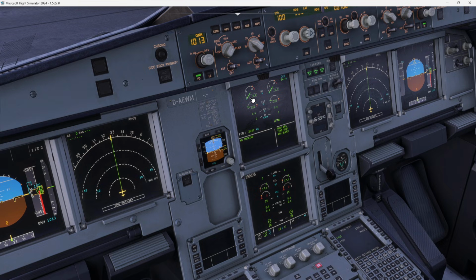inject fuel, and N1 is going to start rising. PSI of the engine oil pressure is going to start rising, and we monitor this. At the end, we double check everything.